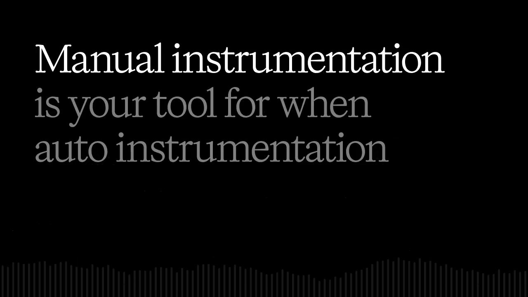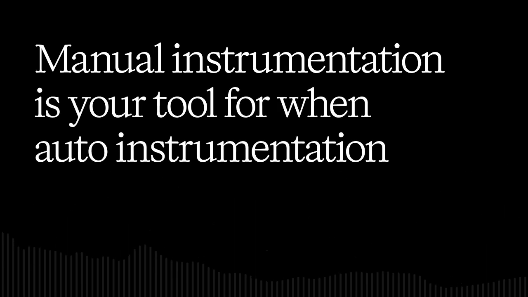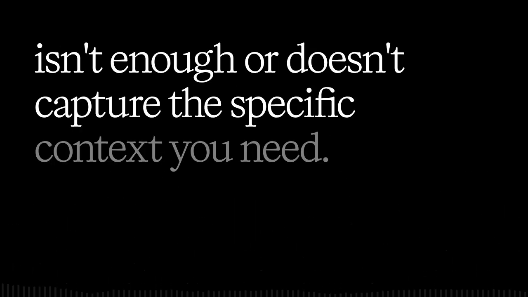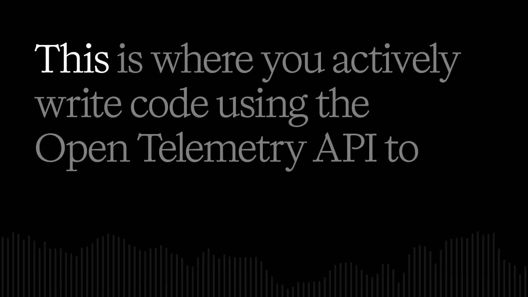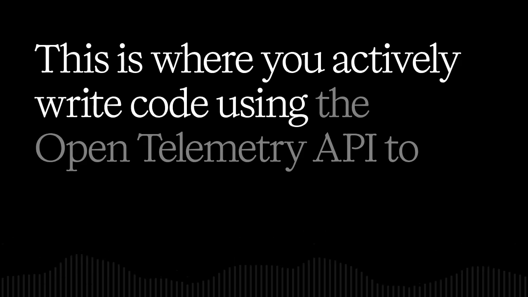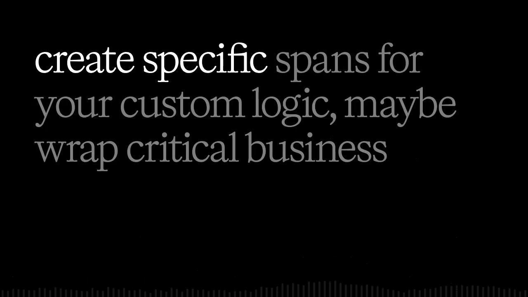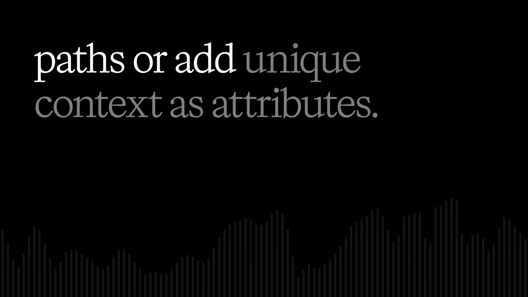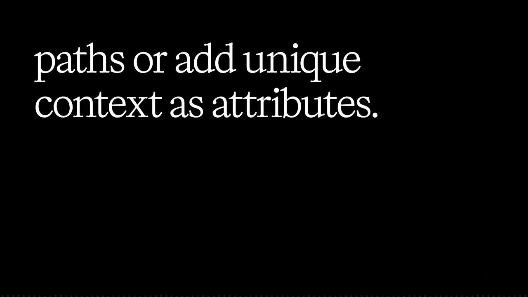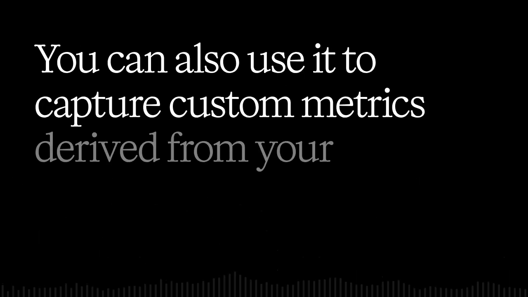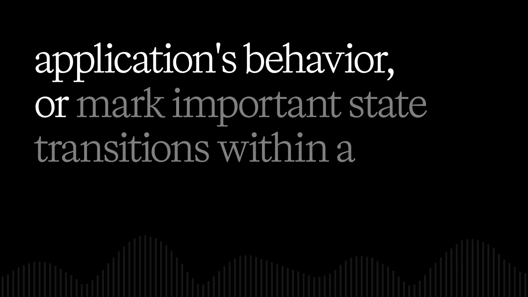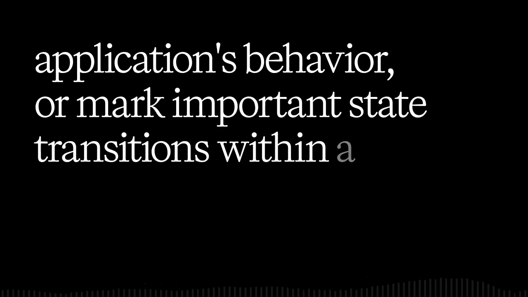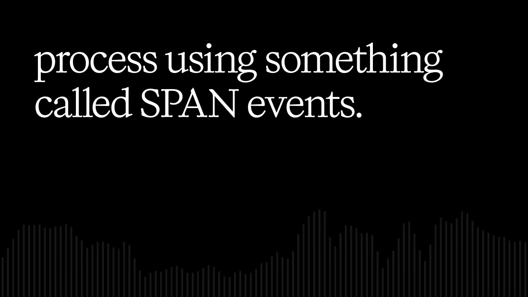Exactly. Manual instrumentation is your tool for when auto instrumentation isn't enough or doesn't capture the specific context you need. This is where you actively write code using the OpenTelemetry API to create specific spans for your custom logic, maybe wrap critical business paths or add unique context as attributes. You can also use it to capture custom metrics derived from your application's behavior or mark important state transitions within a process using something called span events.